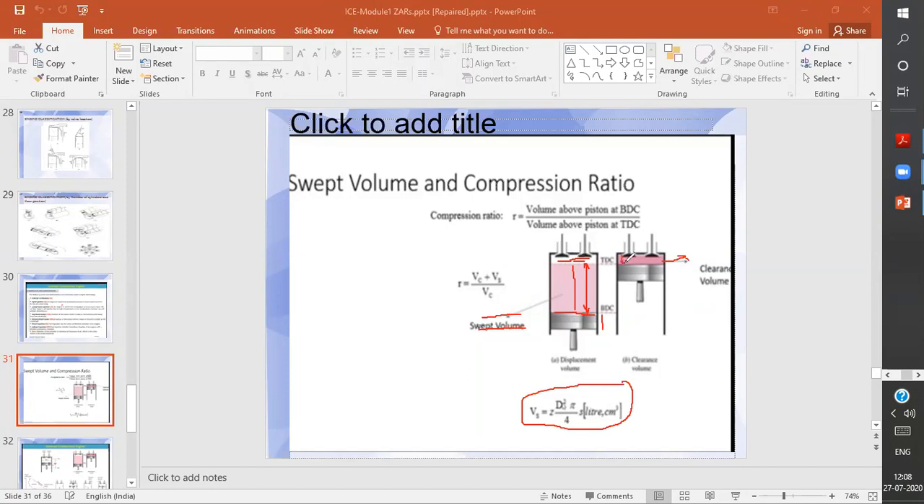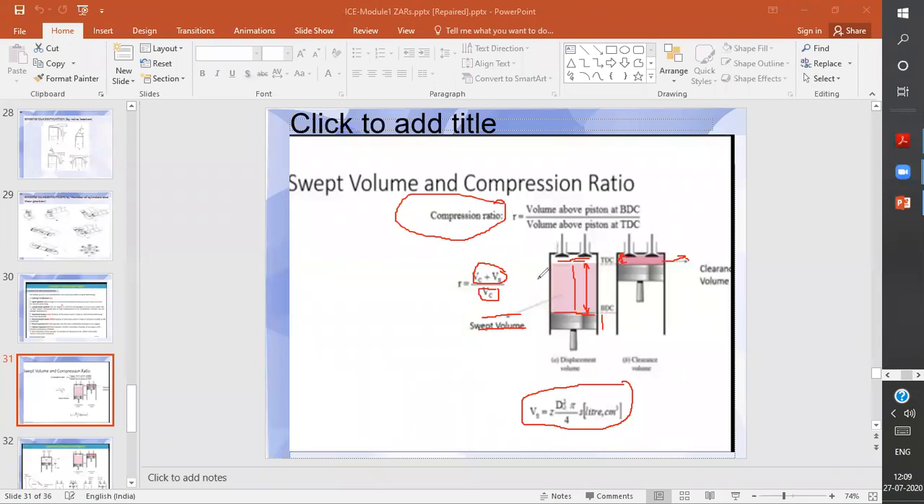There is a small volume shown wherein the air fuel mixture will get accumulated. It can get compressed. So this is the clearance volume. So stroke volume plus clearance volume, upon the clearance volume, that is the compression ratio. This is a very important term to solve the sums. Many efficiencies also depend on this. Therefore compression ratio is volume above piston at BDC upon volume above piston at TDC.